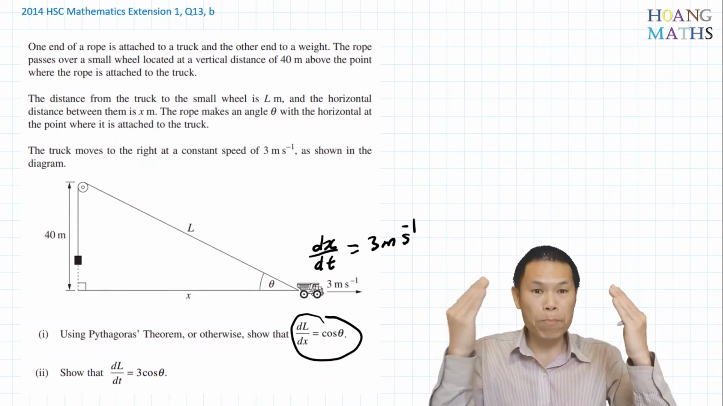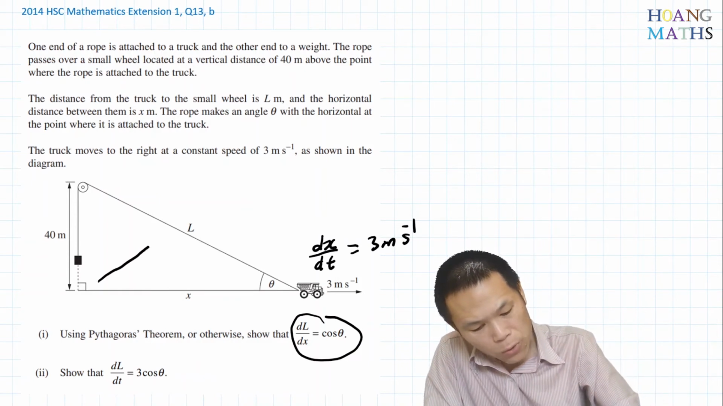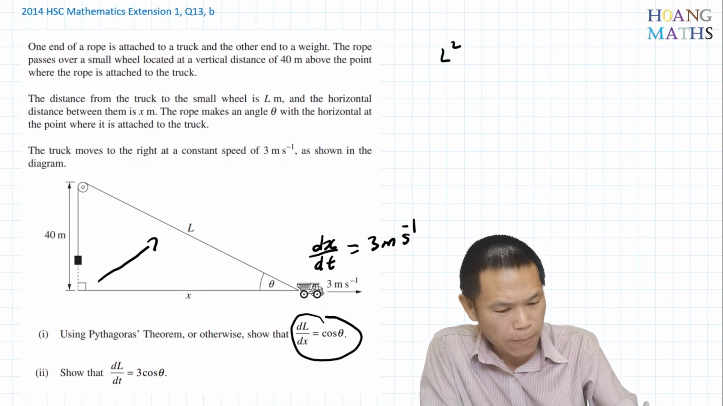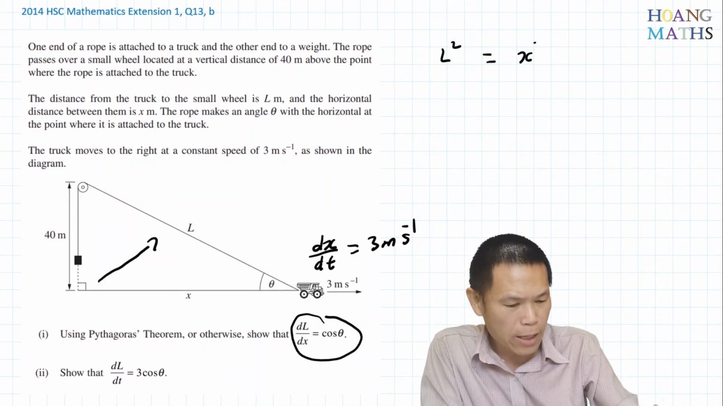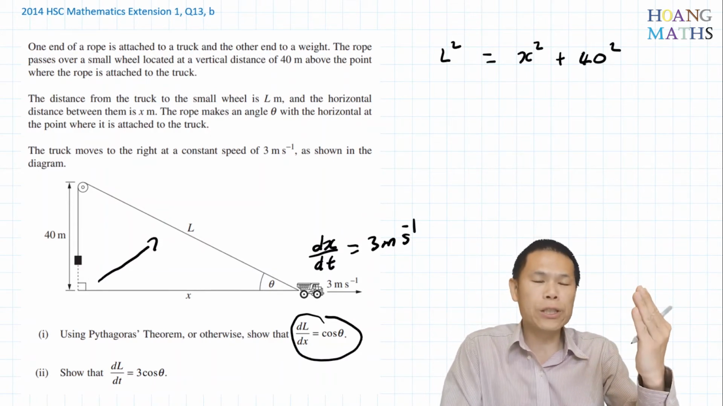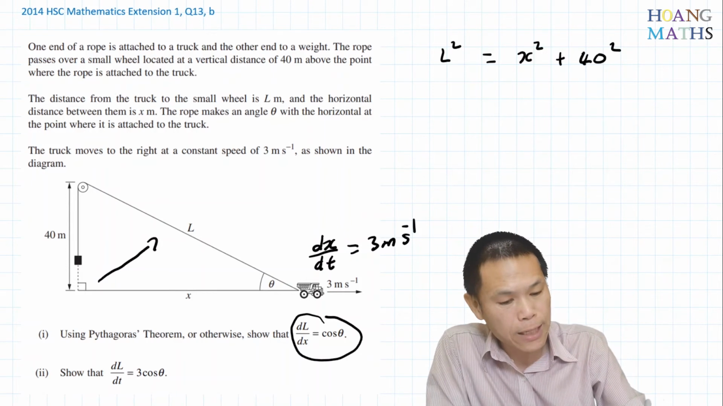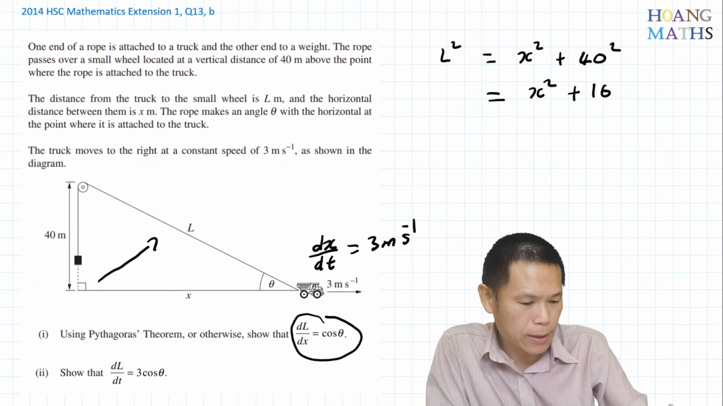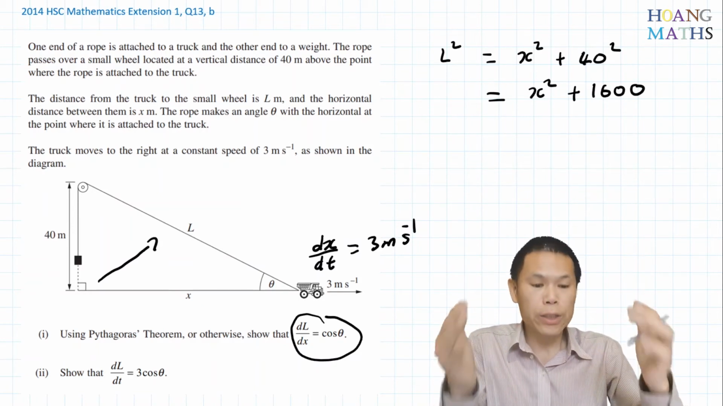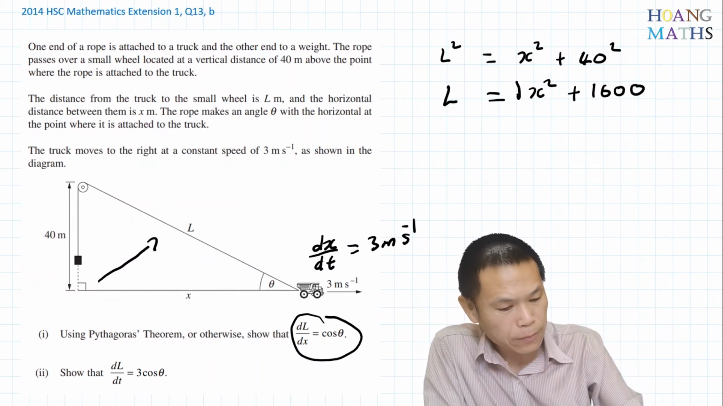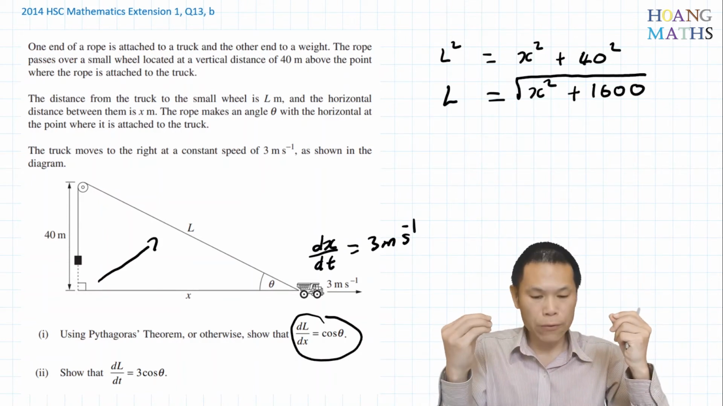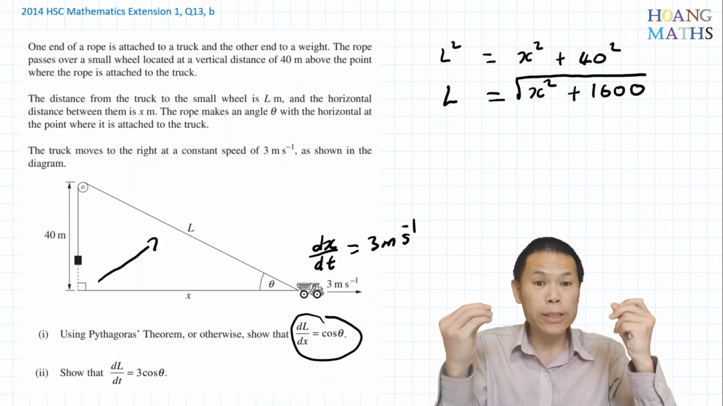And then we know that from Pythagoras theorem, L is the longer side. So we know L squared is equal to x squared plus 40 squared. 40 squared is 1600, so x squared plus 1600. And L is the square root of that. There you go. So now we need to find dL/dx.